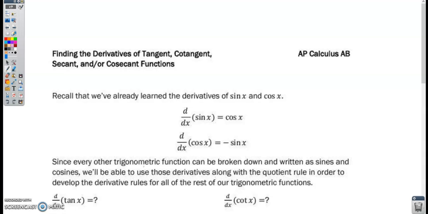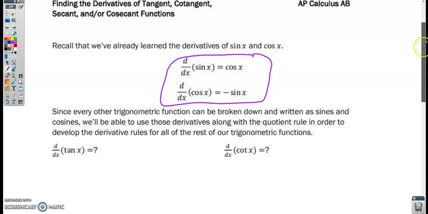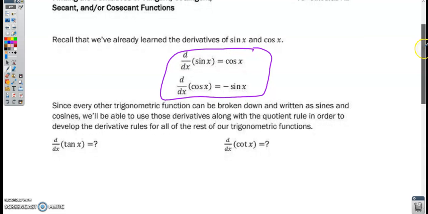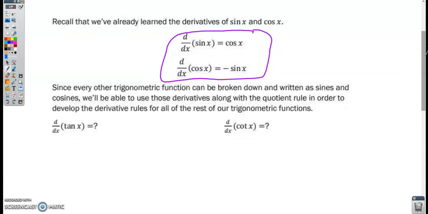We will instead be using these two derivatives here, and the fact that we can break these other trig functions down into pieces with sines and cosines, and the quotient rule. Alright, so let's go ahead. We'll start with the derivative of tangent of x. Now tangent of x is equal to sine of x over cosine of x, and so the derivative of tangent is equal to the derivative of the sine over the cosine. And so we can proceed from here by using the quotient rule.